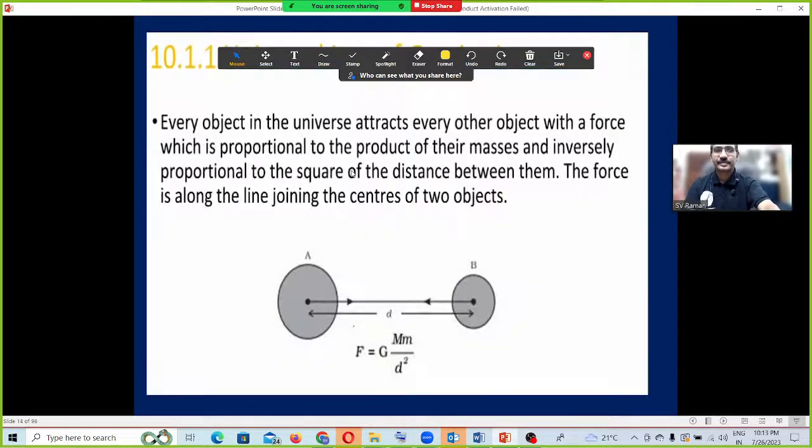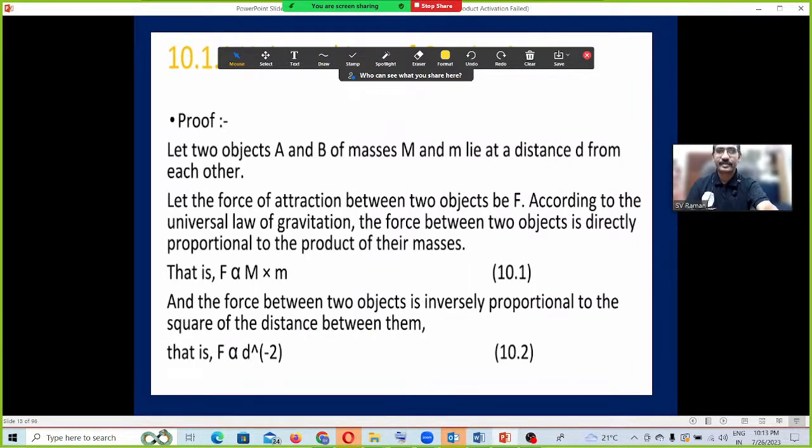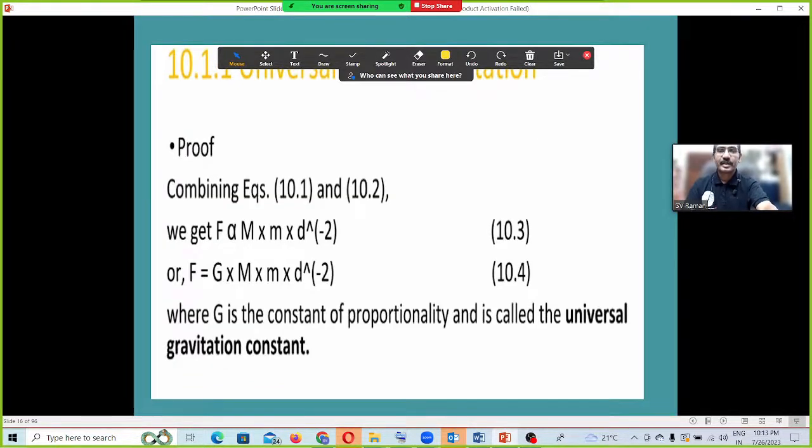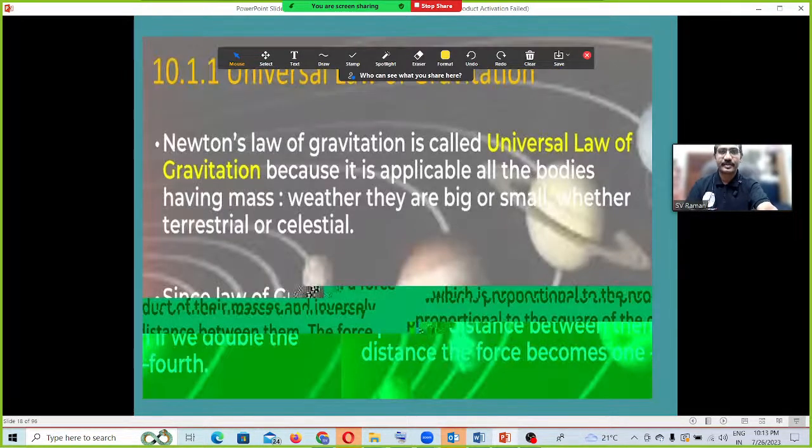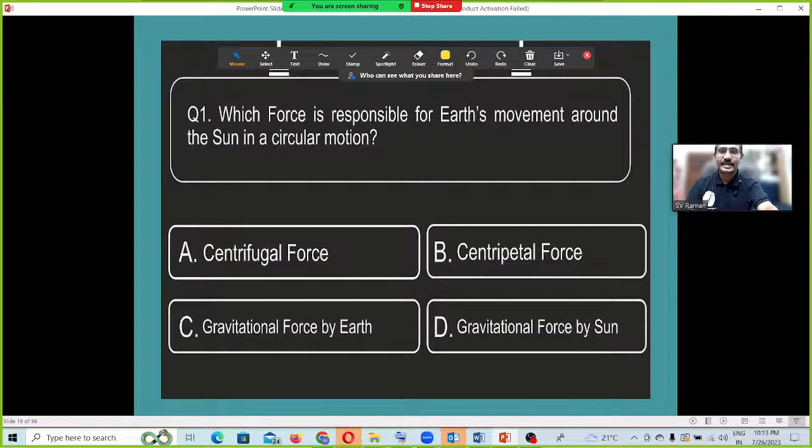Next. So just making the presentation with the same concept. F is equal to capital G m1 m2 by r square. Now capital G is a universal constant, 6.63 into 10 power of minus 11. Let's see what you have understood.